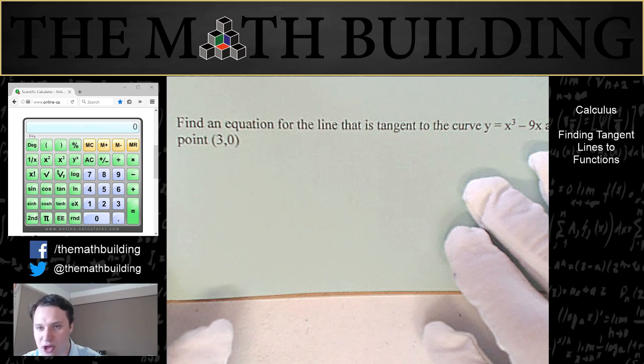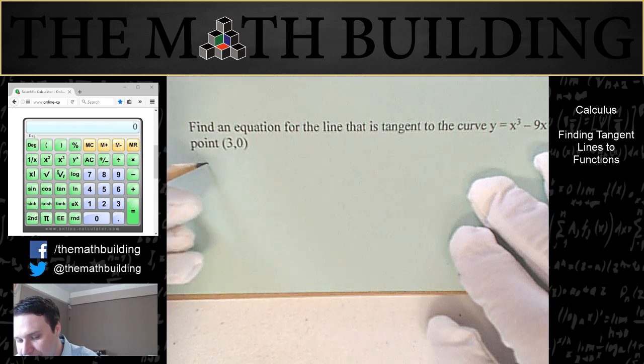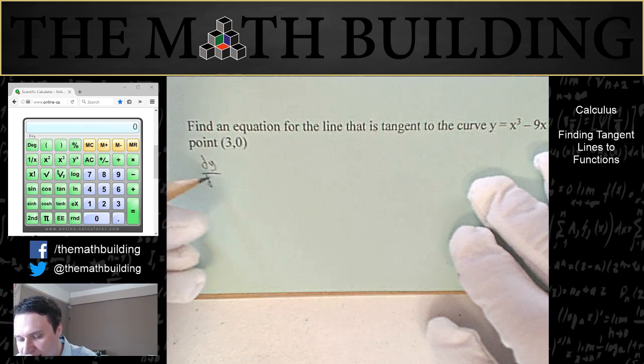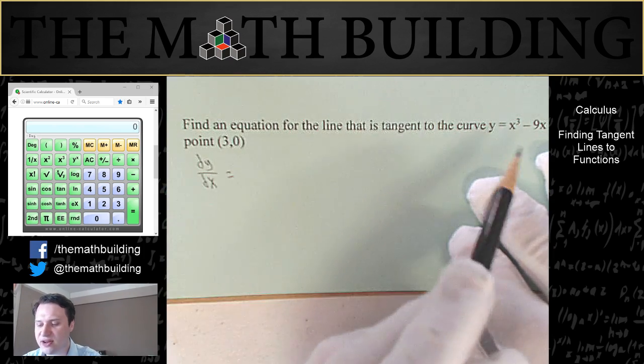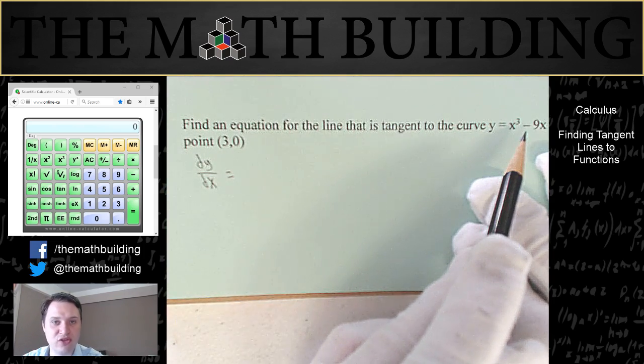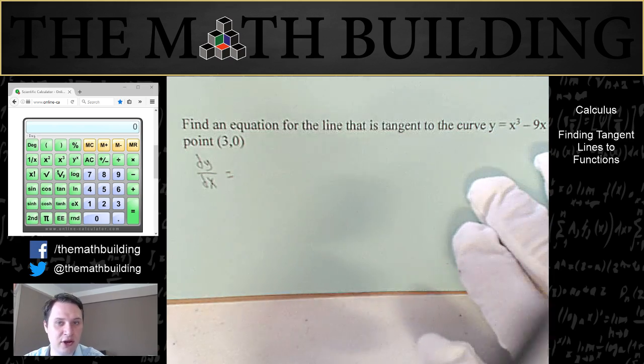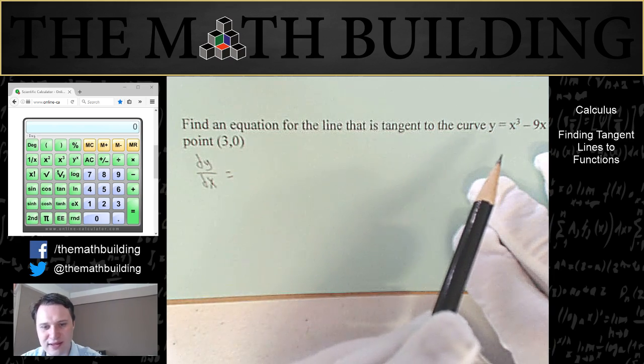Well, to figure that out, first we need to find the derivative, dy/dx, because that's going to tell us the instantaneous rate of change at every value x on our function. And luckily that's really easy to do.